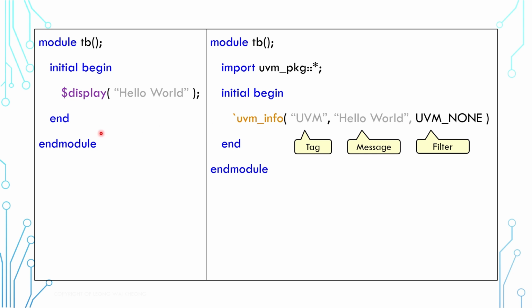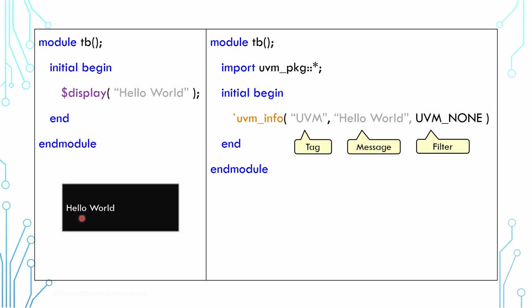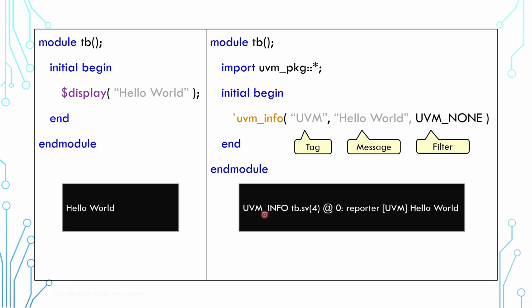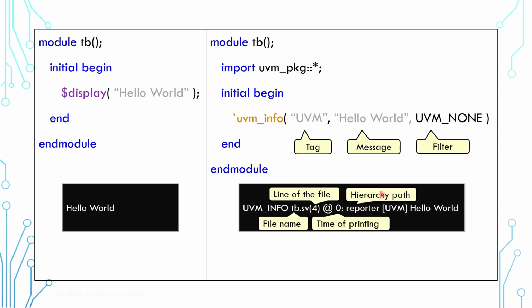If you run this code in the command console, this will simply print hello world, but this one here will print a more elaborate message. The message contains several pieces of information. For example, this is the file name, this is the line of the file from which the message is coming, this is when the message is printed, and this is the UVM component hierarchy, but we don't have any here, that's why it appears as a reporter. And finally, this is the tag and the message.